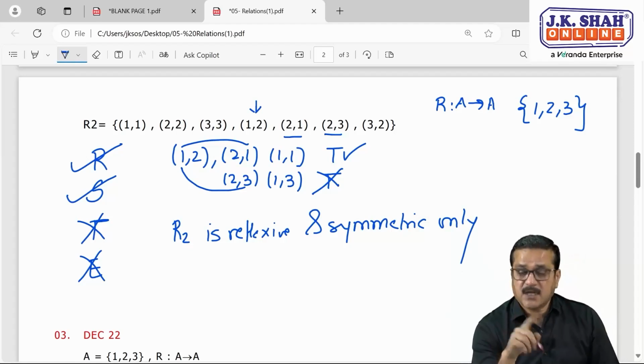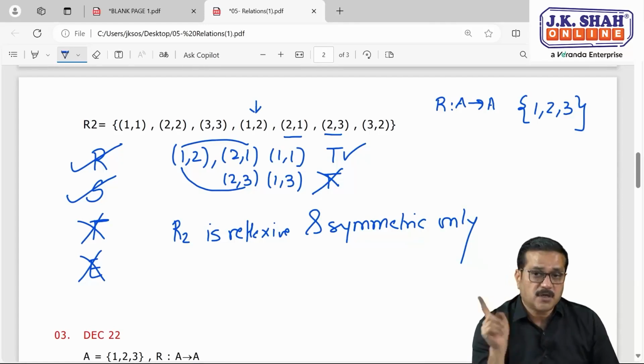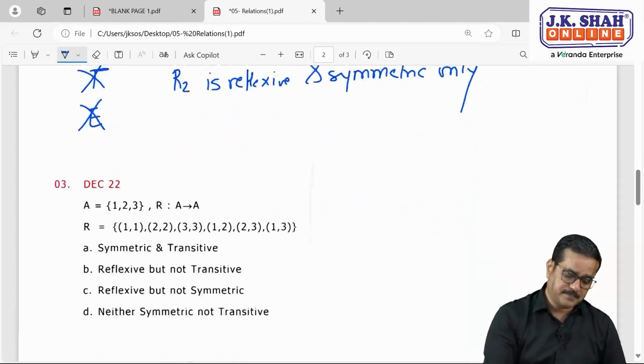Did you check the second one? Sir, we didn't go ahead. What more is there to see? My warrior died. When I started checking 1,2 with 2,3, I needed 1,3 to make it transitive. 1,3 was not there in R2. So transitivity fails. Game over.